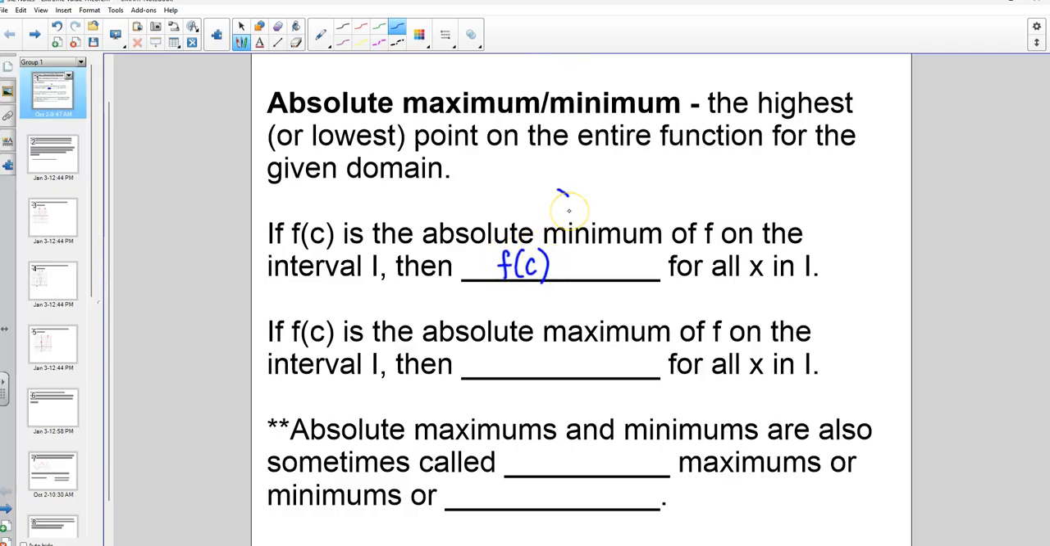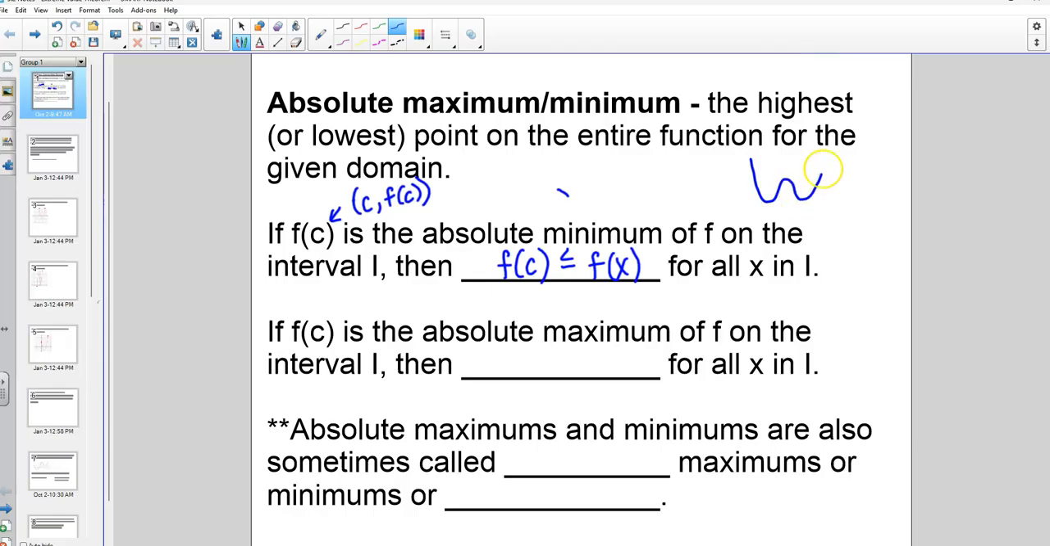So for an absolute minimum, f of c, which is going to be the y coordinate of your point, right? Because the point that goes with this would be (c, f of c). So your y coordinate at this point c is going to be less than or equal to f of x for any other x in the interval, right? So it has to be the lowest point. Now you can have more than one absolute minimum, but that would mean they all have the same y value.